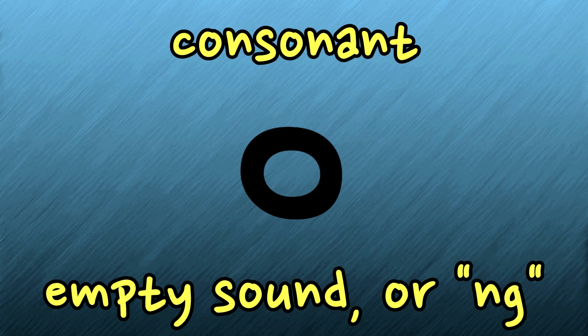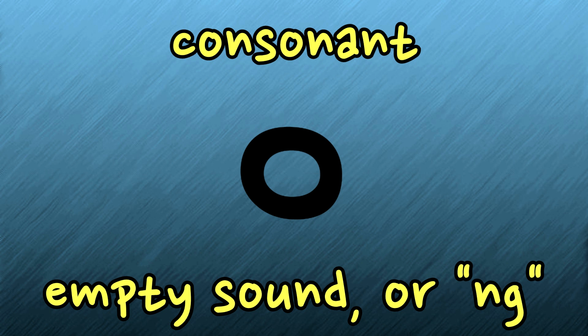Here's our next consonant. It's simple to draw. Make a circle starting from the top and going counterclockwise. Practice writing this on your own a few times. This letter has two uses. First, this letter can be used at the beginning of a syllable to give an empty sound.